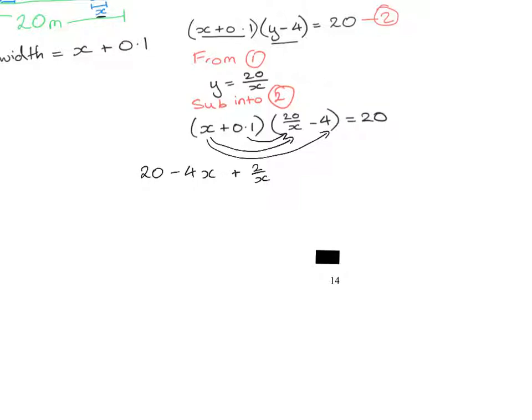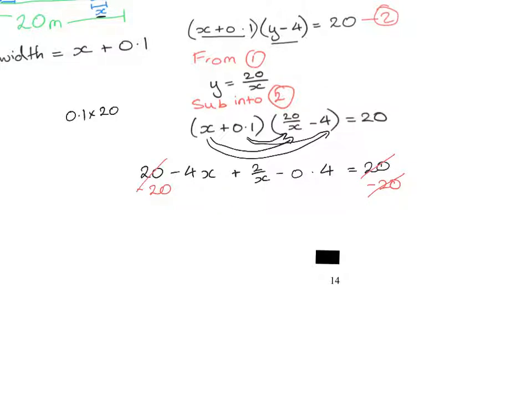You can check that on your calculator by doing 0.1 times 20 if you like, which will just be 2, and then you've got the x on the bottom, so it's 2 on x. And then 0.1 times negative 4 is negative 0.4, which equals 20. So now I'm going to simplify things. Now you might notice when I subtract 20 from both sides, these two will cancel out, which is very nice.